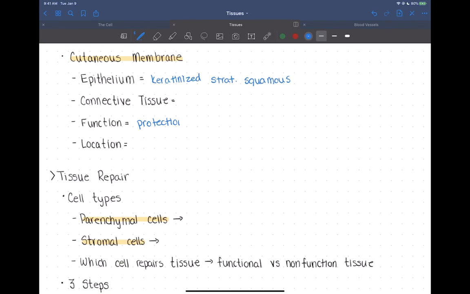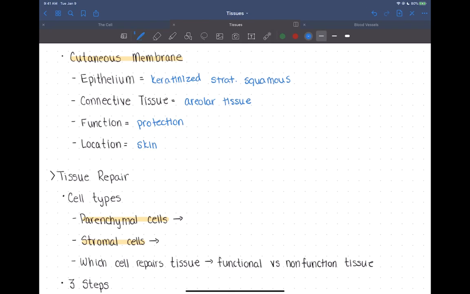All right, and so then our connective tissue underneath that would be areolar tissue. All right, and so our example, as we said, would be the skin. So it provides protection from abrasion and that sort of thing, as well as from fluid loss. So it provides this kind of watertight barrier on the outside of your body so you don't lose fluids as well. All right, so that's a cutaneous membrane.